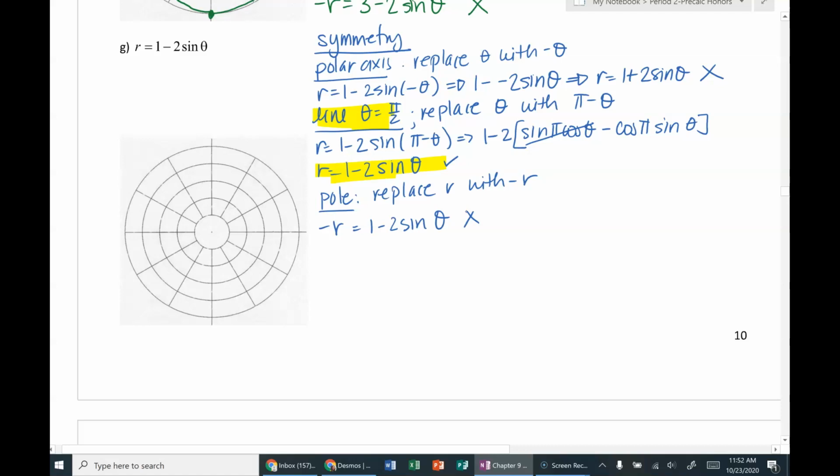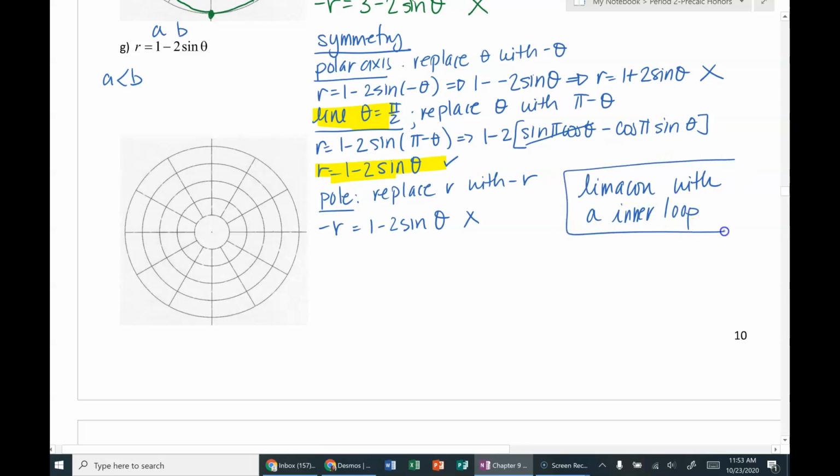Now, we have our A value is 1, our B value is 2, and A is less than B, so we know for sure that this right here is a limacon with an inner loop, okay? Later, I will ask you to identify the shape of the curve, so make sure we know how to recognize the graph without actually having to graph it out.